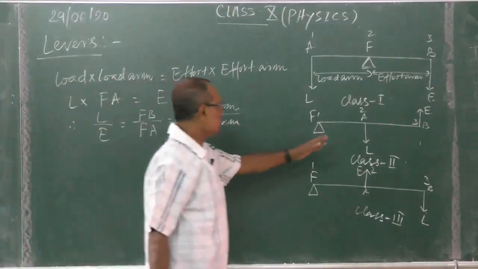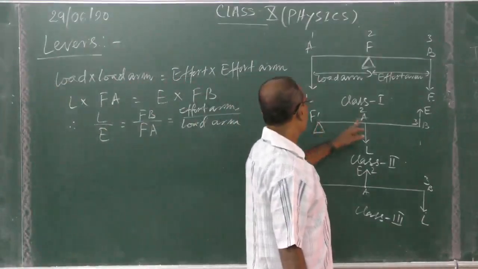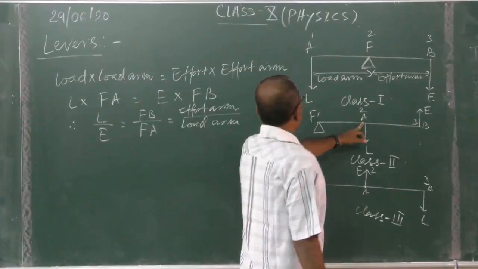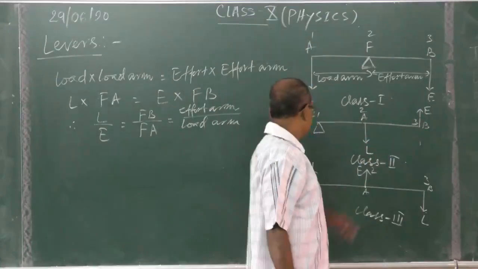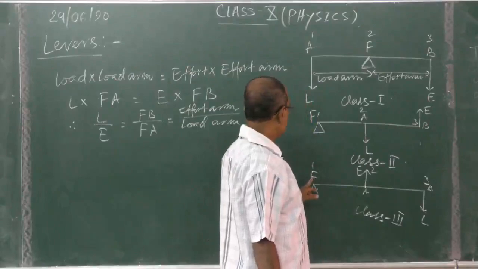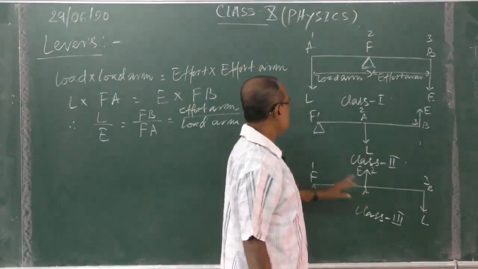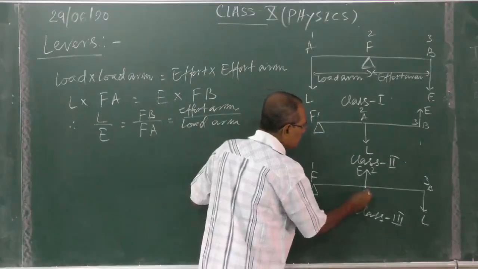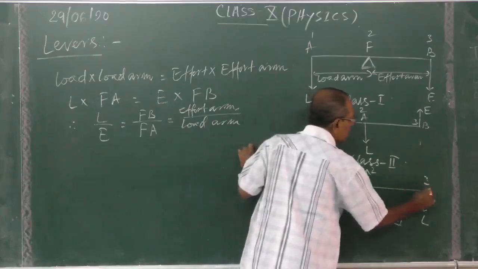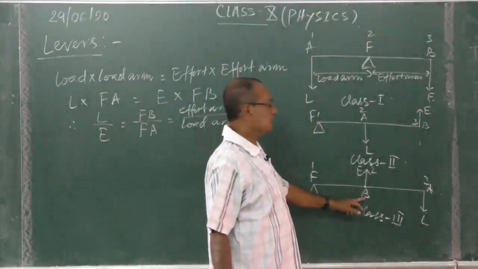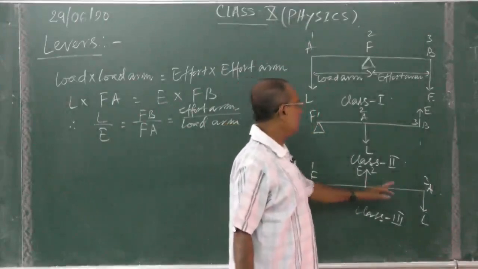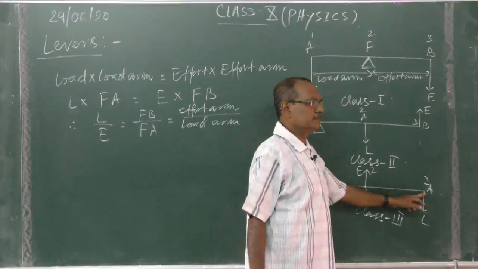Now in this figure, the load arm will be FA and effort arm will be FB. For all cases it will be the same. FB will be effort arm. FA will be load arm.